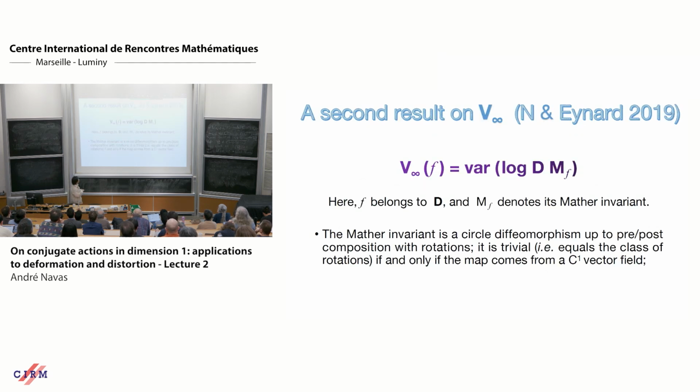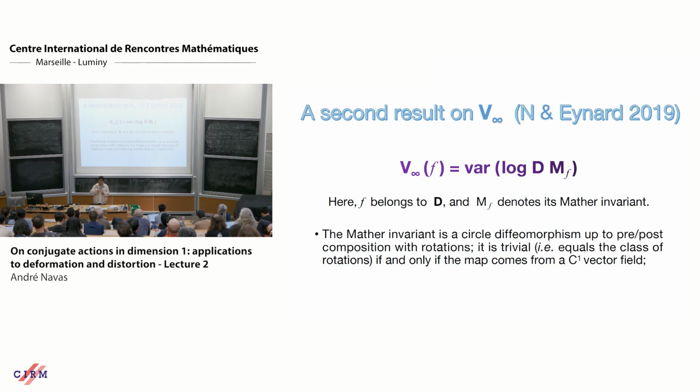So the asymptotic variation of f is equal to the variation of the logarithm of the derivative of the Mather invariant. The Mather invariant, you can see it as a circle diffeomorphism up to composing with a rotation on the right and on the left. So the variation of the logarithm of the derivative is well defined, because if you compose on the right or on the left, you don't change the variation of the logarithm. And this formula says that the variation will vanish if and only if the Mather invariant is a rotation, which means that the coordinates on the left and on the right are the same, which means that the two vector fields are the same. Okay?